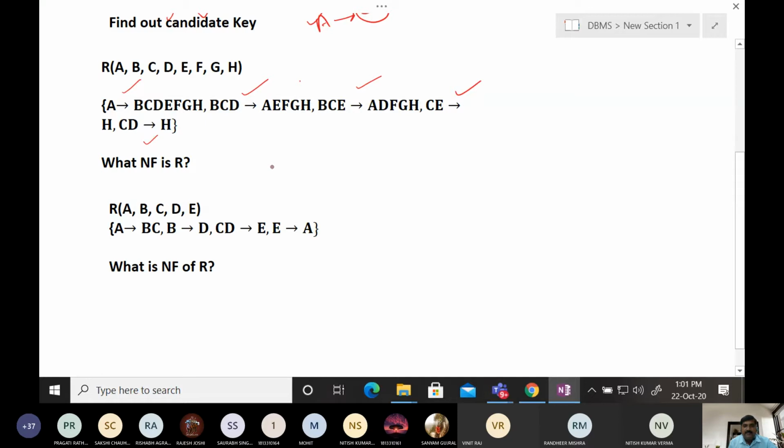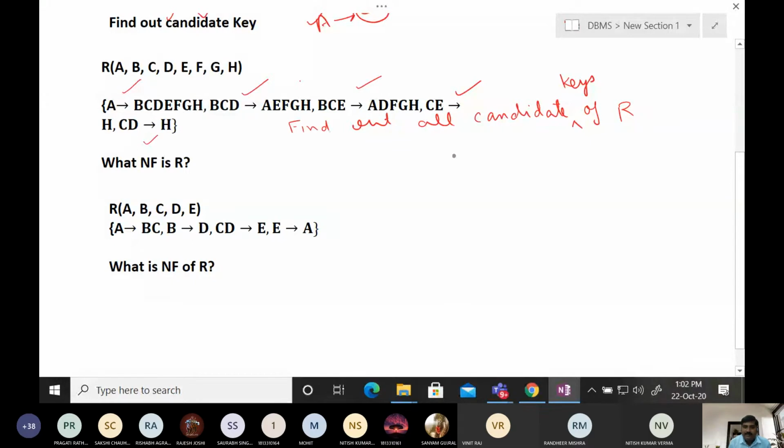For the identification of the normal form of R, the first step is to find out all candidate keys of R. All candidate keys of R through the closure of an attribute set algorithm. Now please let me know the candidate key of R.